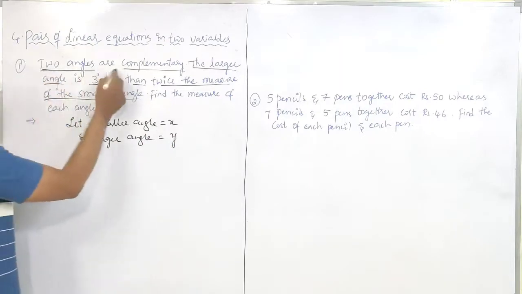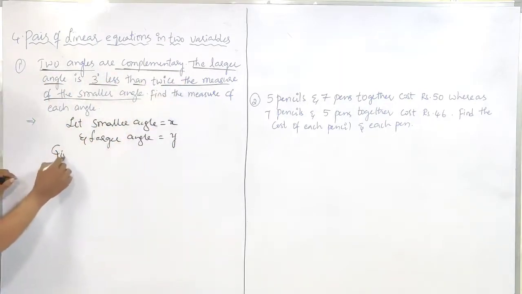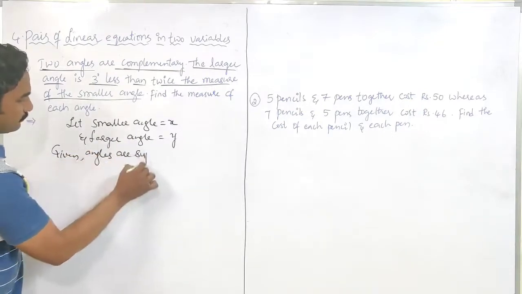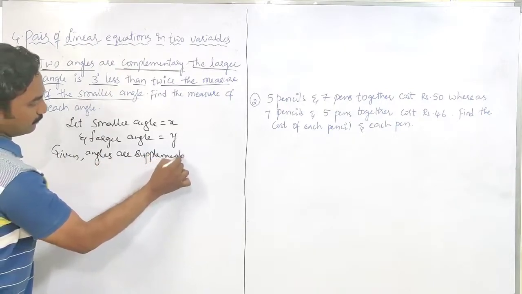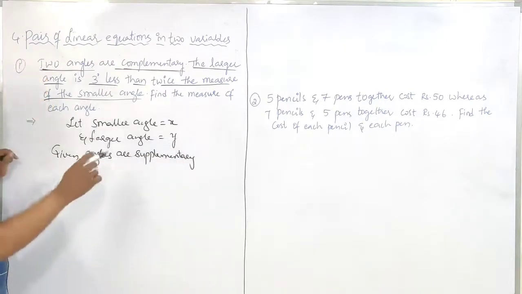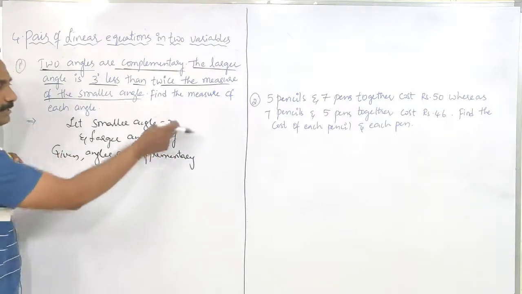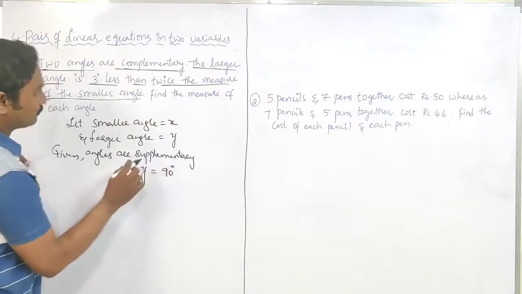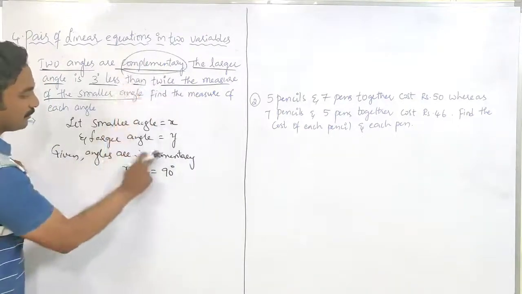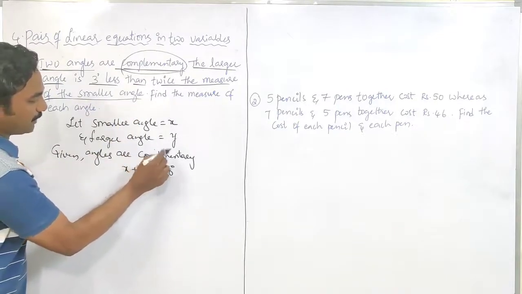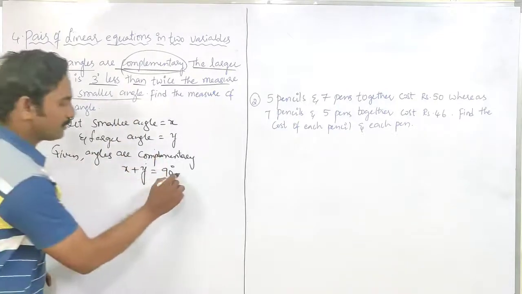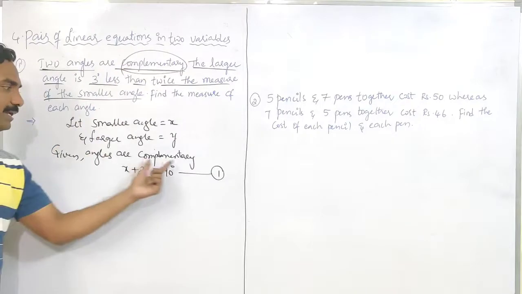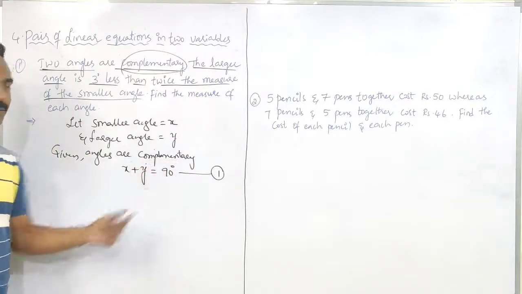According to the problem, two angles are supplementary. So what does it mean? Angles are supplementary means the sum of two angles x plus y is equal to, this is complementary, not supplementary. Angles are complementary means the sum of two angles is 90 degrees. Let us suppose this is equation 1. In the question, two angles are complementary. So given angles are complementary. x plus y is equal to 90 degrees.